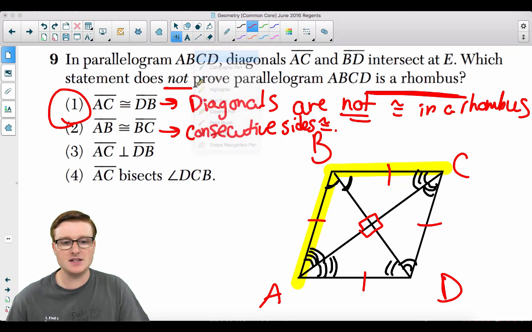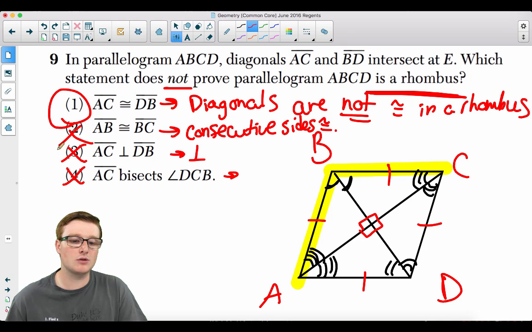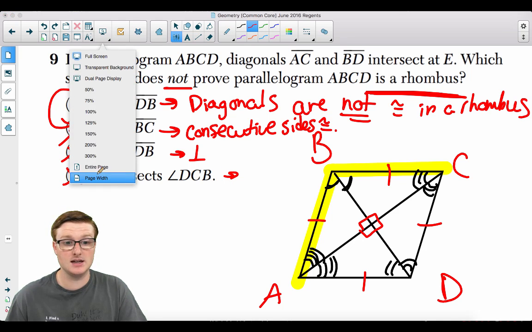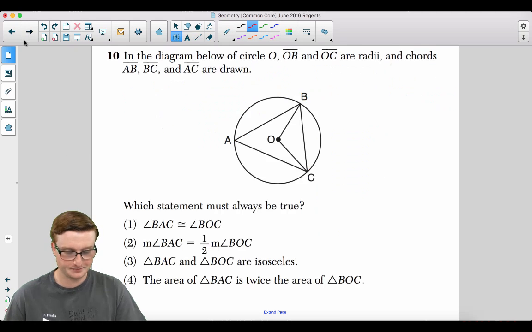Choice 3 is saying that the diagonals are perpendicular. Yeah, those diagonals are perpendicular in a rhombus. That proves a rhombus, right? And AC bisects angle DCB, and a rhombus does bisect the vertices. So all of these prove a rhombus. Choice 1 is the one that does not. All right, that is question number 9.